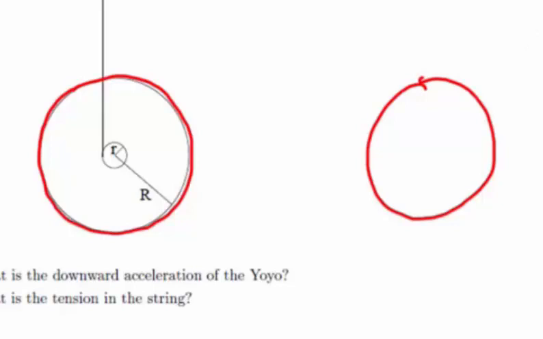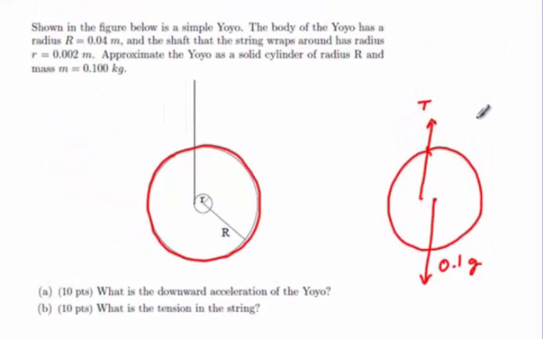The first force we imagine is m times g, and the gravity force acts at the center of mass of the yo-yo, which is right in its middle. That is of strength 0.1 times g. The next force we see is that of the tension. The tension acts at a radius lowercase r away from the center, and since tensions always pull, the tension is pointed upward. That's it for our entire free body diagram.